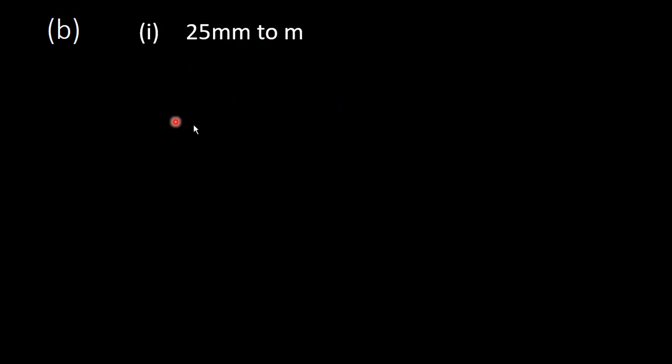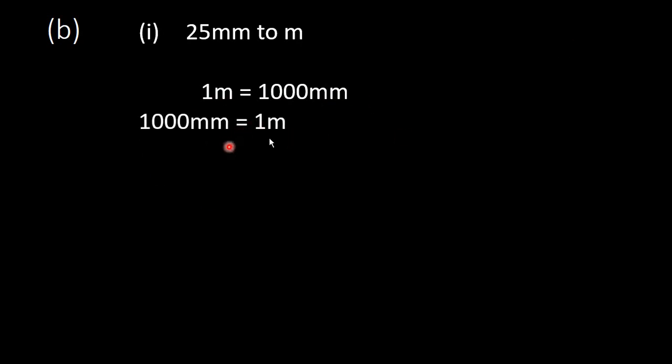Now, first of all, we need to know, at least we know that 1 meter is equivalent to 1,000 millimeters. So if we change this, I can also say that 1,000 millimeters is equal to 1 meter. It's just the same as saying 1,000 millimeters is equal to 1 meter.